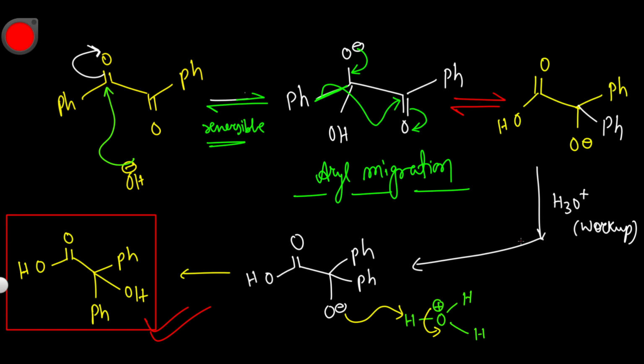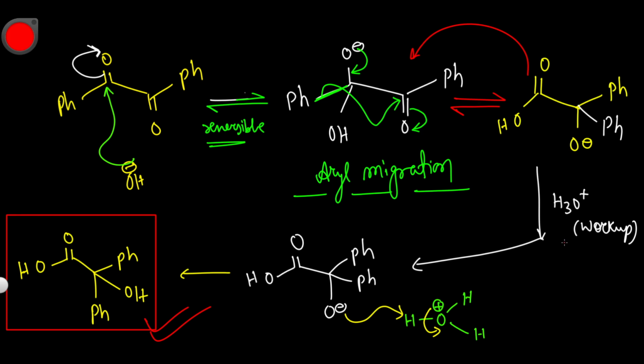Why do we do workup? The workup we do to make the reaction stop, because if we don't do workup, this product will again convert into this. Because this O minus charge will come back, and then again the Ph will migrate back to the original position, and then we get the same reactant. So what is the benefit of the reaction? That's why in the last step we have to do a workup to stop the reaction at this stage.